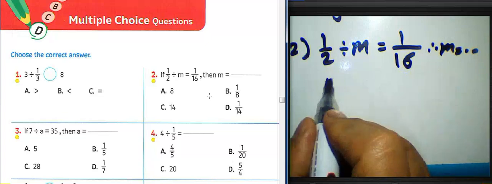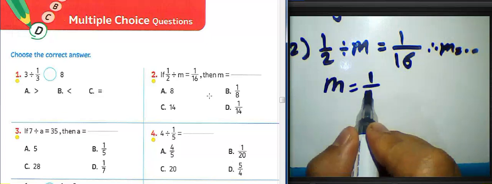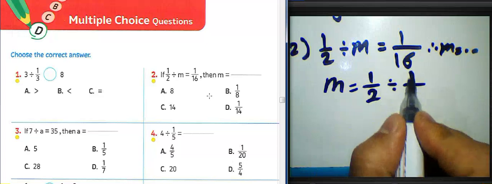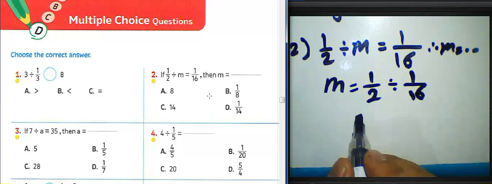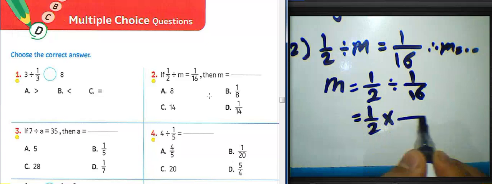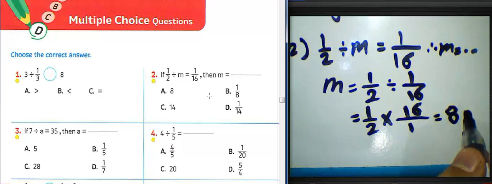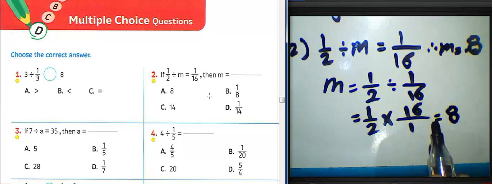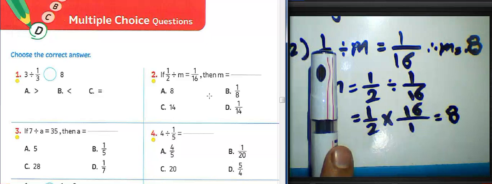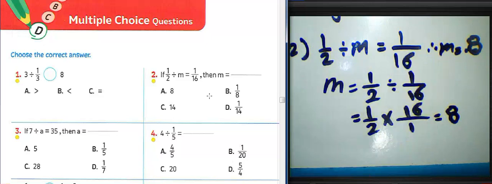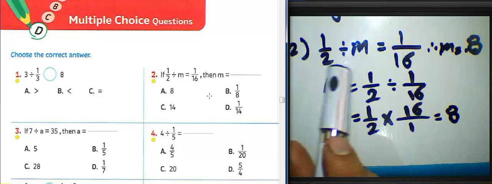So m will be equal to 1 over 2 divided by 1 over 16. We can write 1 over 2 multiplied by 16 over 1. 16 divided by 2 equals 8. Then m equals 8. Understood? The result will be 8. Again, 1/2 divided by m equals 1 over 16, so m must be equal to 1/2 divided by 1/16.